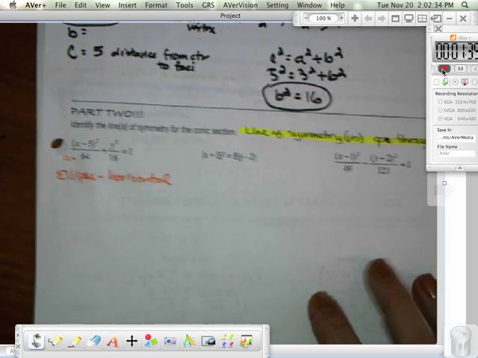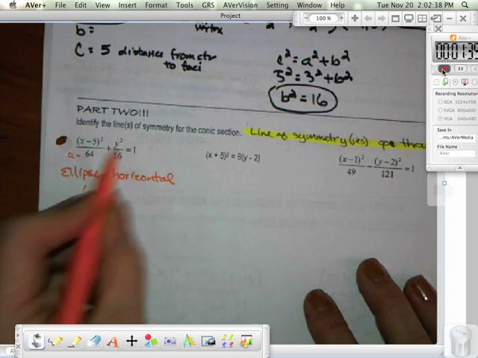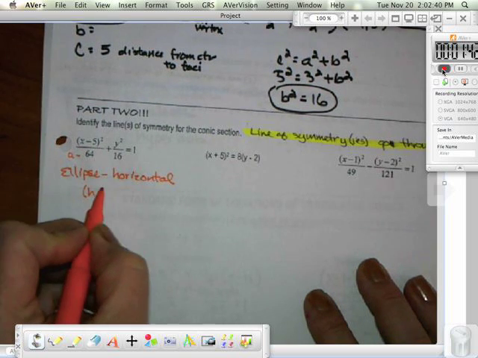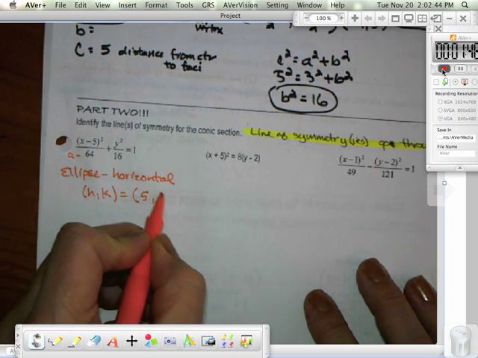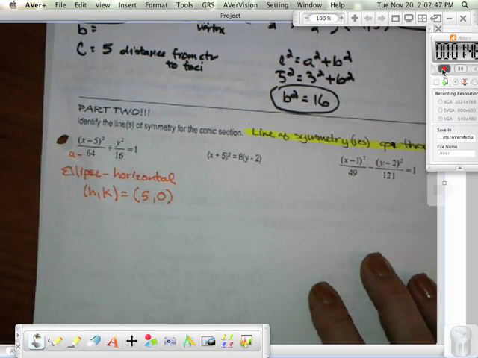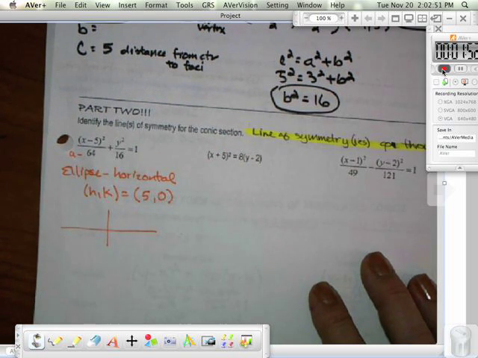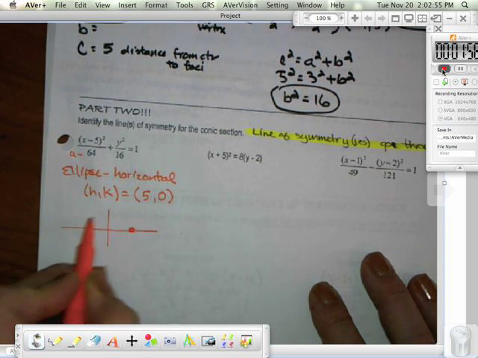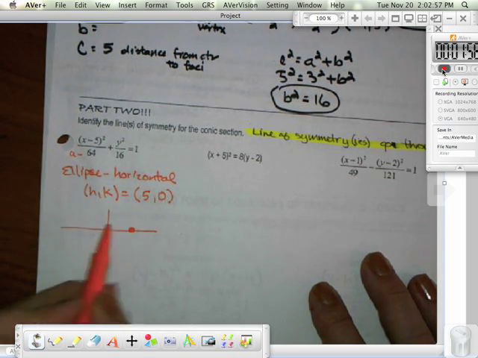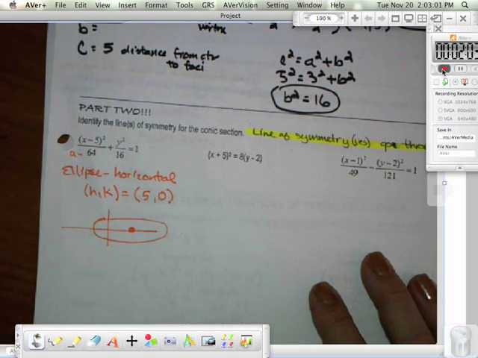It also might be helpful just to go ahead and identify the center, which is (h, k). Remember that (h, k) is equal to (5, 0). If you make just a little sketch, it might be helpful for you to figure out exactly what we're doing here. So the center is at (5, 0), and it's a horizontal ellipse, so I'm just going to sketch what it might look like. Something like that.